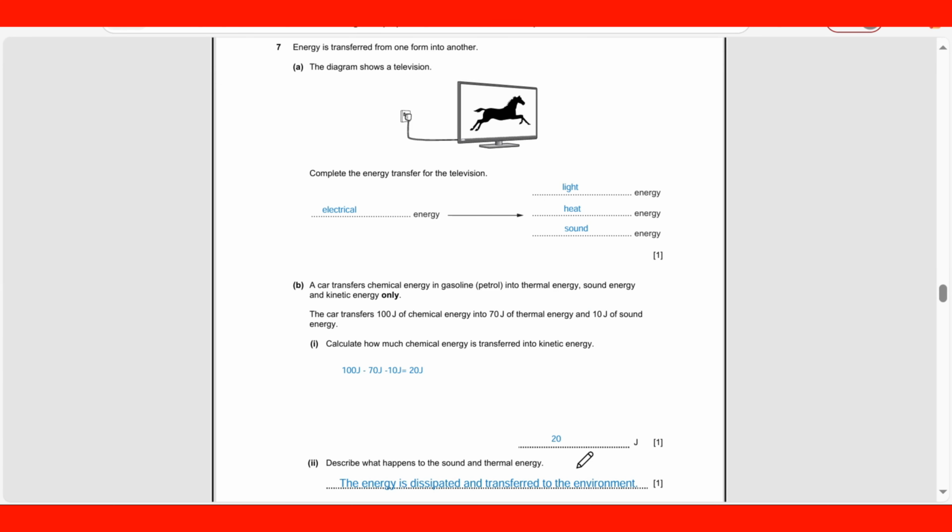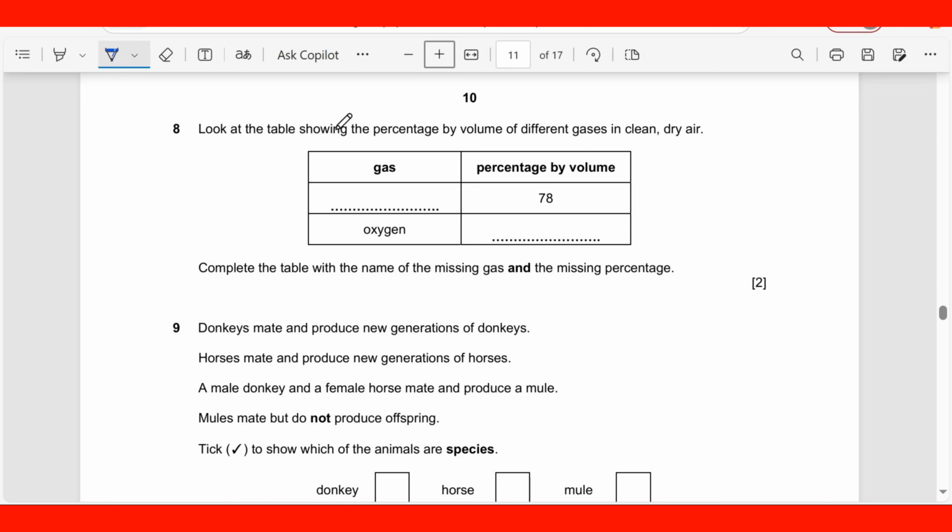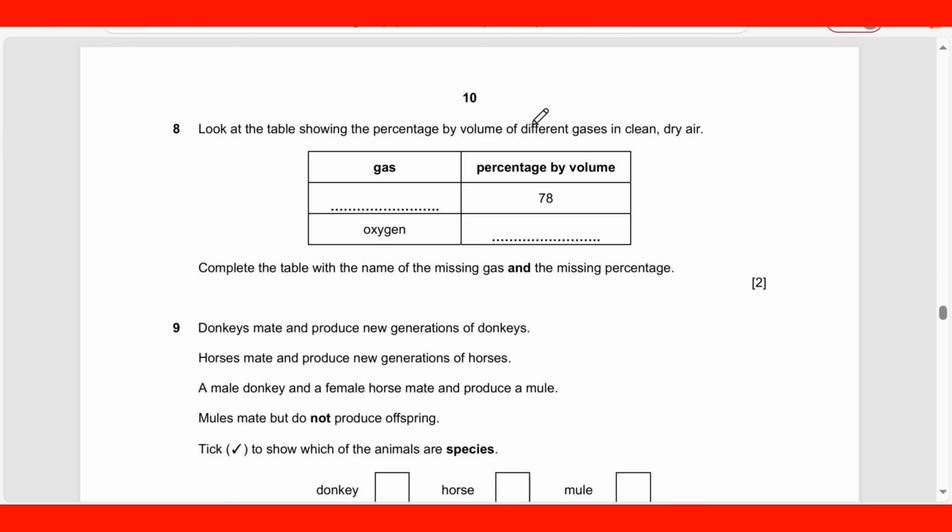Alright, let's move on. Okay, guys, number 8. Look at the table showing the percentage of volume by volume of different gases in clean, dry air. Gas, blank. And then this is filled with oxygen. So, percentage by volume 78, and this one is blank. Complete the table with the name of the missing gas and missing percentage. Let's check out the answer, guys.